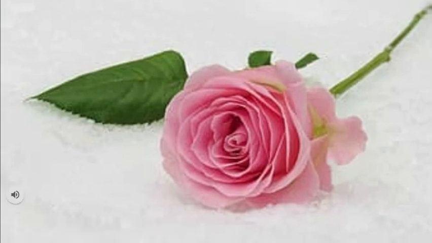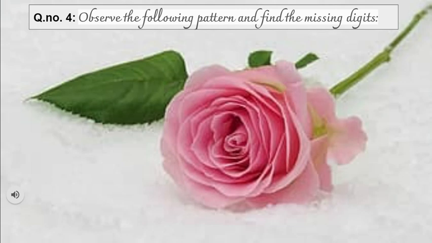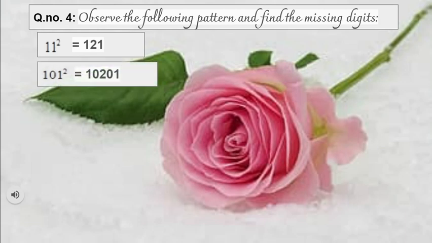Now question number 4. Observe the following pattern and find the missing digits. So here we have to see the pattern first. Then observe it, then you can fill it easily. See, the first one is 11 square, which is equal to 121. Clear? Now the next number is 101, meaning we have added 0 there in the question. So what changes in the answer? Here 121 is there, isn't it? Starting and ending 1, and 2 is in the middle. But after and before 2, we have added 0. In the question 0 is there, so in the answer also we have added 0.